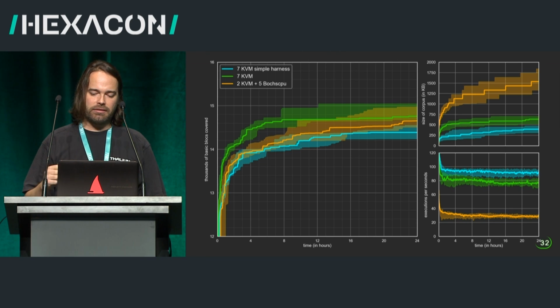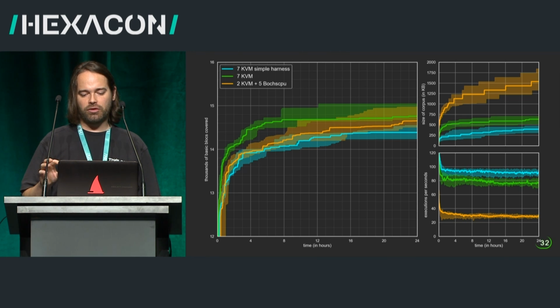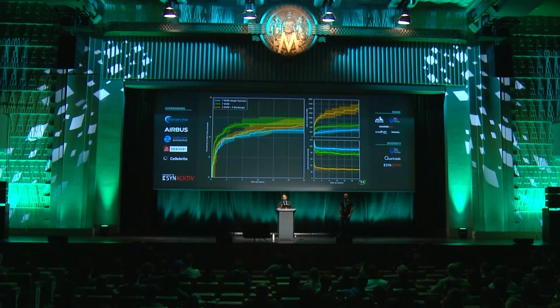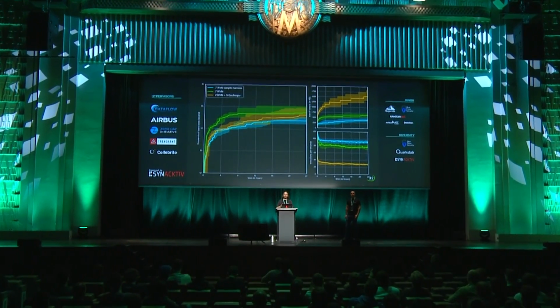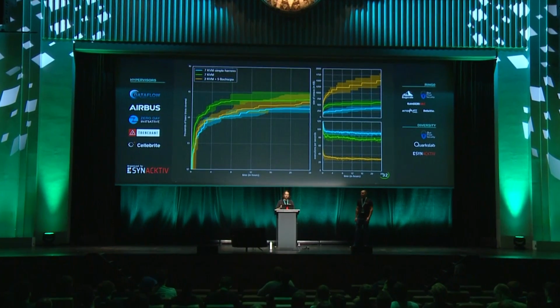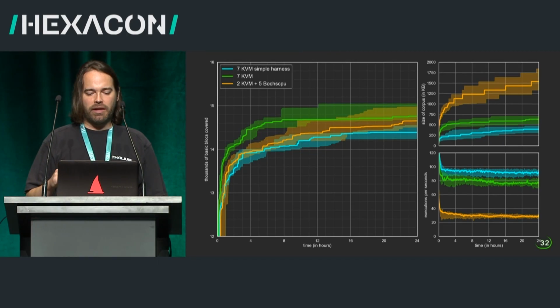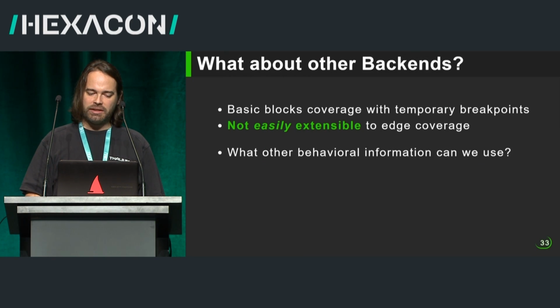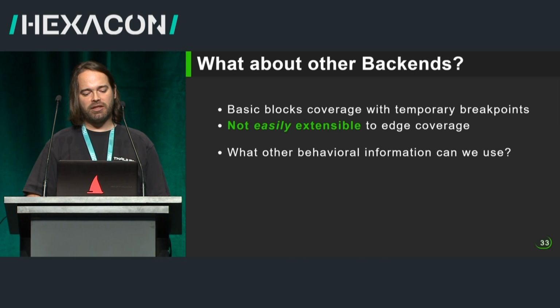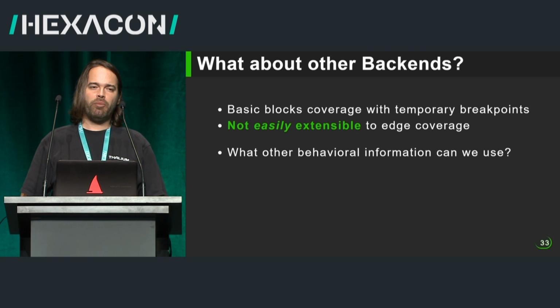Still, we can see the effects of this context-sensitive edge coverage when we look at the size of the corpus, which grows much faster. And if we look at the number of basic blocks covered with respect to the number of executions instead of time, we might see some improvement. So it might motivate us to implement edge coverage in a faster backend. We did not do it because basic block coverage is done with temporary breakpoints, and we would need permanent breakpoints, which would impact the performance of the KVM backend.